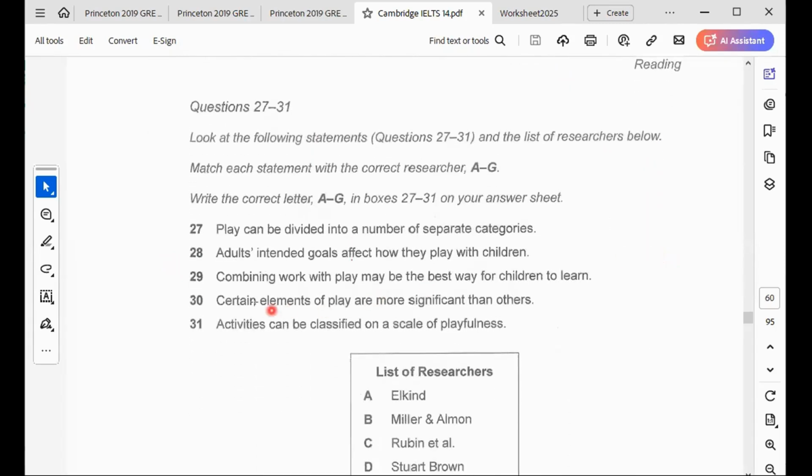Discrete. What is the meaning of discrete? Discrete means separate. There's no connecting line between two things. That is the meaning of discrete. That's statement 27. Play can be divided into a number of separate categories. So number 27 is matched to A. I'm sorry, 27 is B, Miller and Almond. 27 is B.